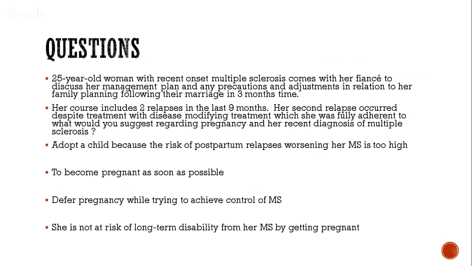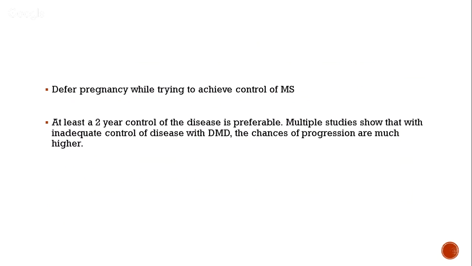What tells you that she's not well controlled? She's had 2 in the past year. So 2 relapses in a year is a bad sign. Also, the fact that she did take her DMT and was fully adherent to it, and despite that she had the relapse, is a bad sign. So I would say yes to defer pregnancy while trying to achieve control. At least a 2-year control is preferable, and inadequate control causes progression and much higher disability post pregnancy.